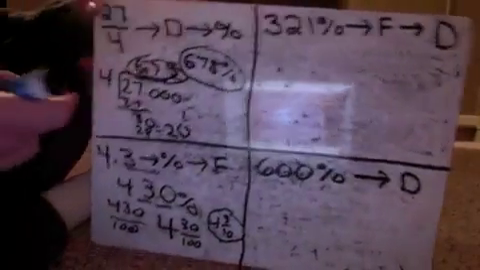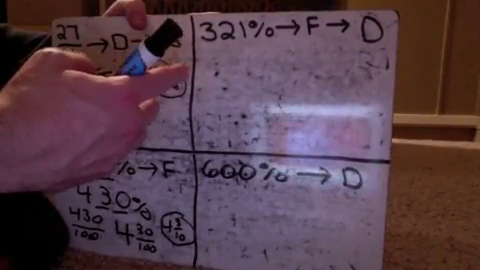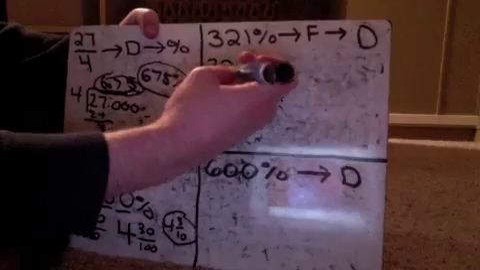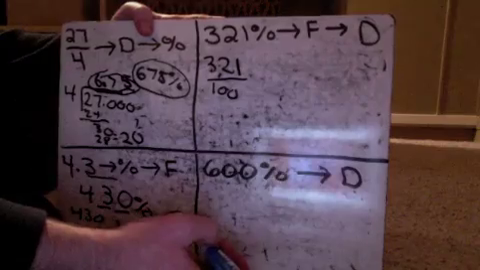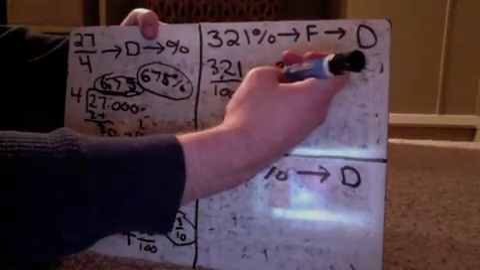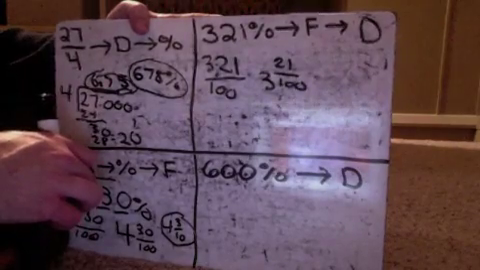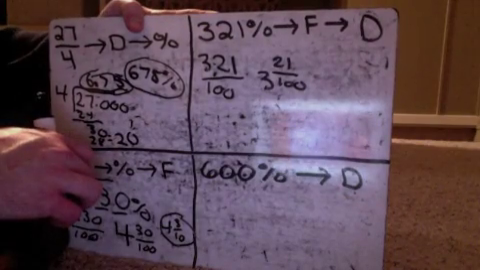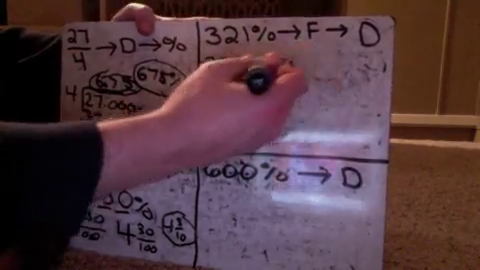Next one, 321%. Let's first make it a fraction, then let's make it a decimal. So to make it a fraction, that's easy. That's what we just did. 321 over 100. 321 over 100 is going to be 3 and 21 100ths. And that's probably all we can reduce it down by, I think, because the only thing that really goes into 21 is 7 and 3, and that doesn't go for 100. So this would be your answer as a fraction.